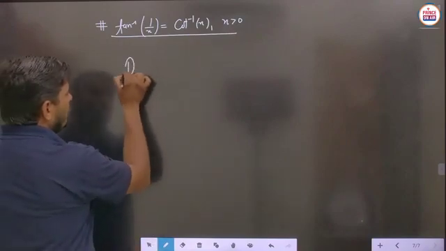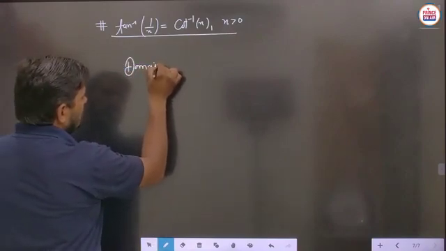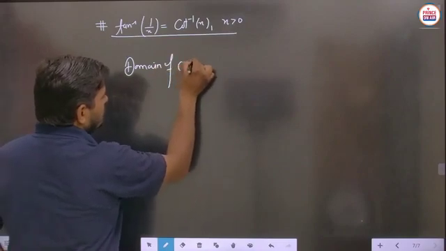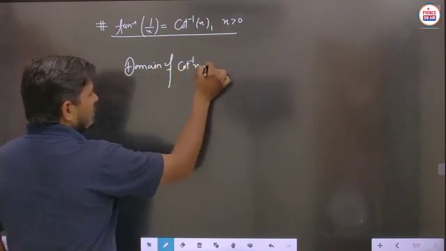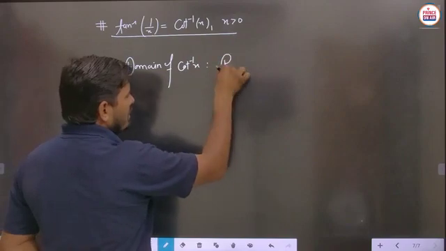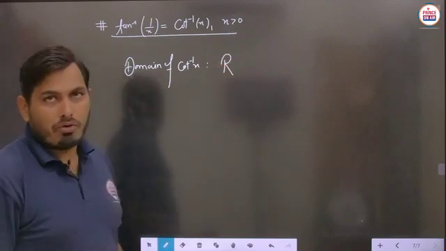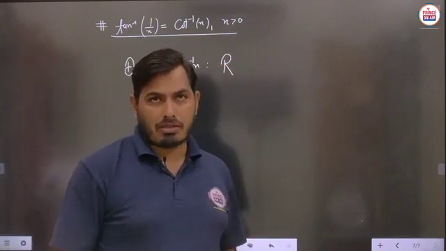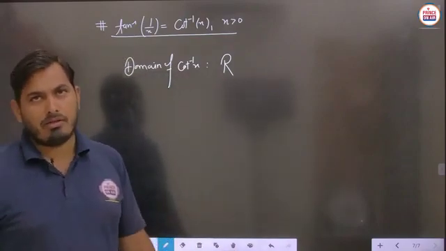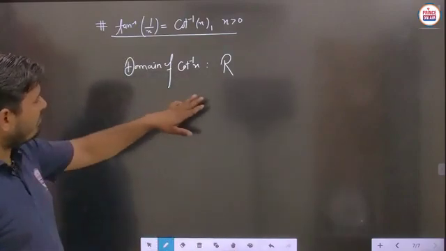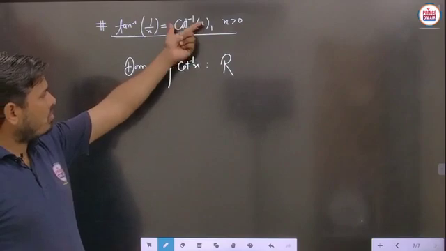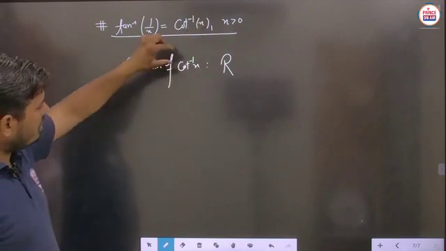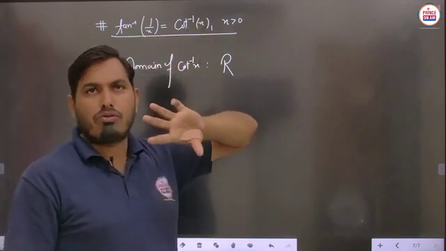So the domain of cot inverse x, I think you know very well students, is the set of real numbers. So we have to just take the domain as the intersection of both sides. Suppose this cot inverse x has the domain R, then in this particular set of real numbers 0 is also included.